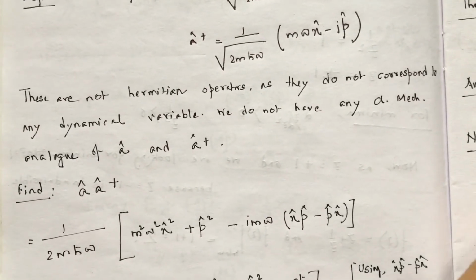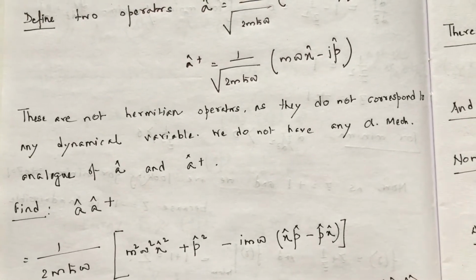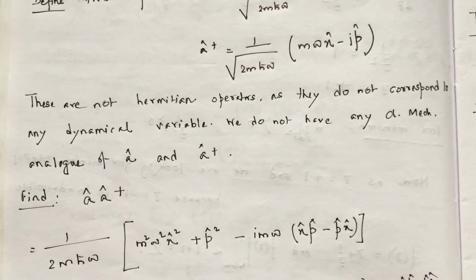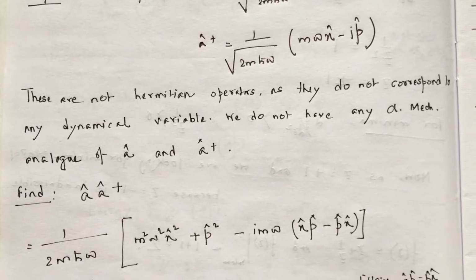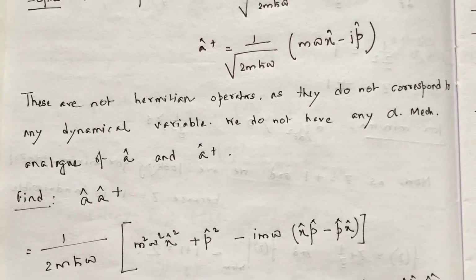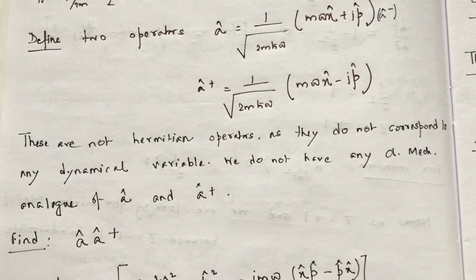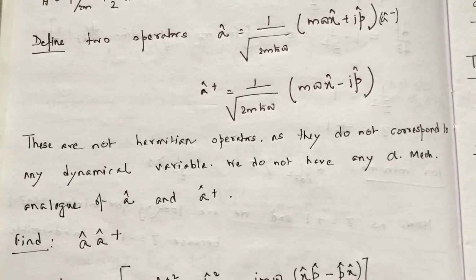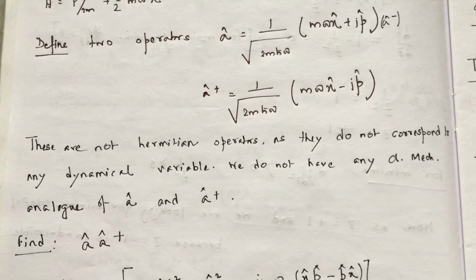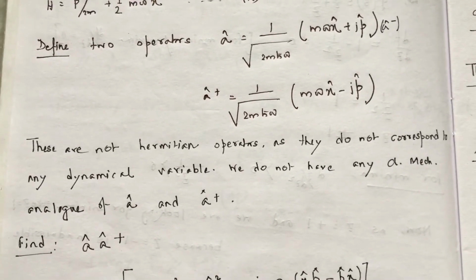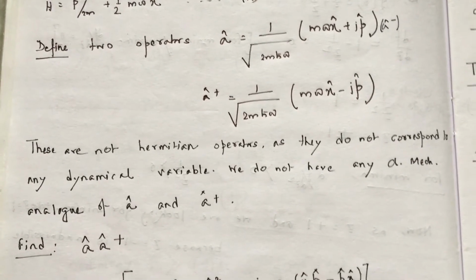These are not Hermitian operators. A and A dagger are not Hermitian operators because they do not correspond to any dynamical variable, and we do not have any classical mechanical analogy for A and A dagger.